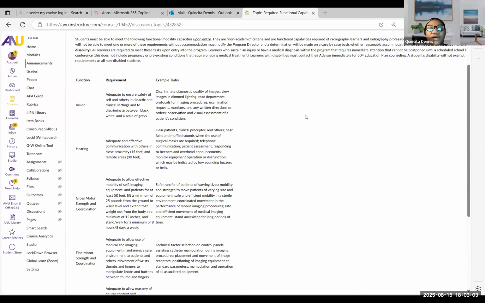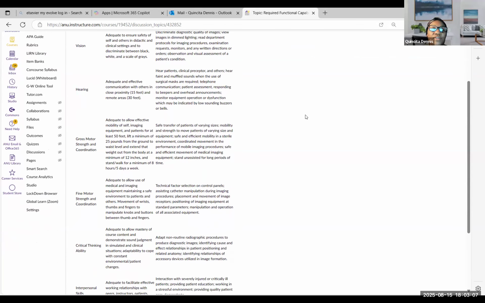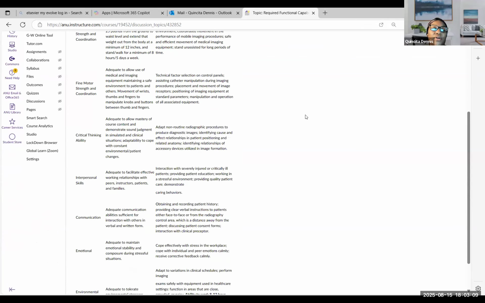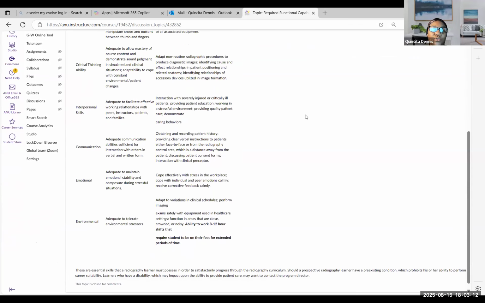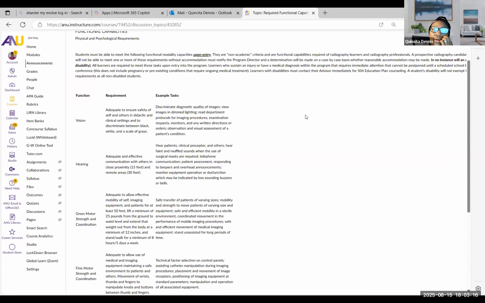All right, but the functions that we need to have as a technologist are in the categories of vision, hearing, gross motor, fine motor, critical thinking, interpersonal skills, communication, emotional, and also environmental. The requirement as far as vision for us as technologists is that we need to be able to discriminate between black, white, and scales of gray. Anybody want to give a reason why it's black, white, and scales of gray?